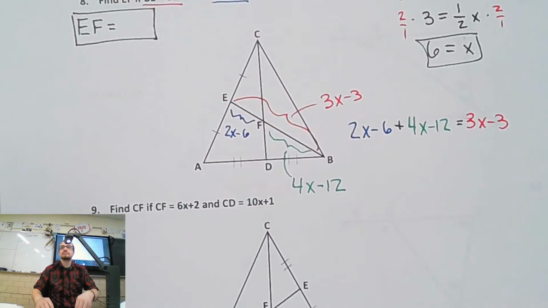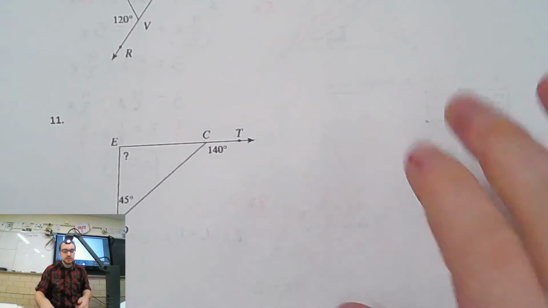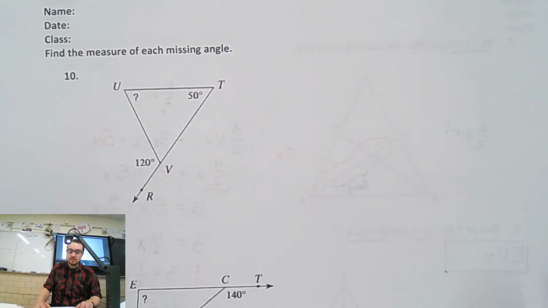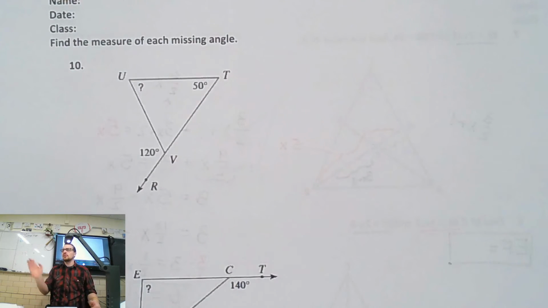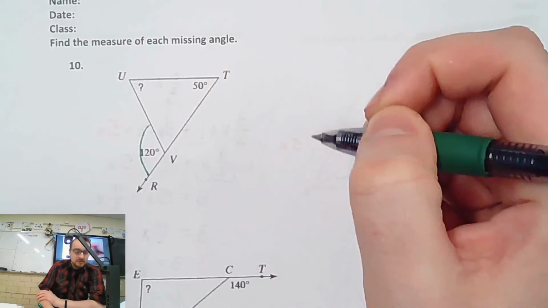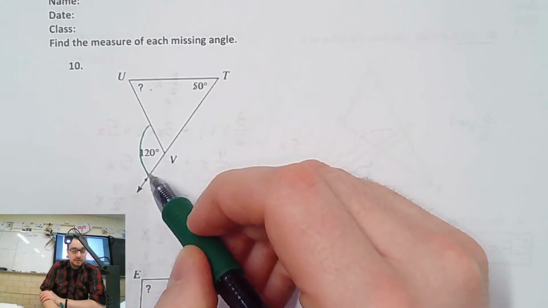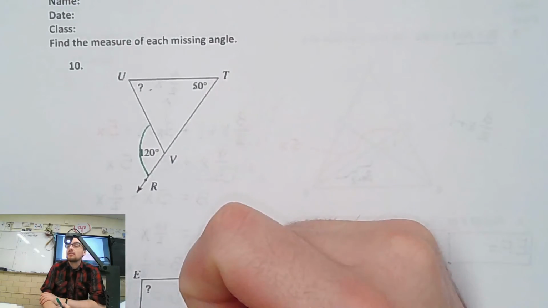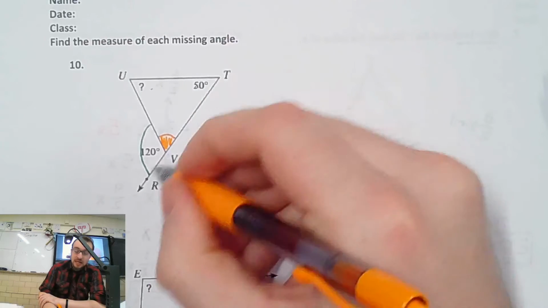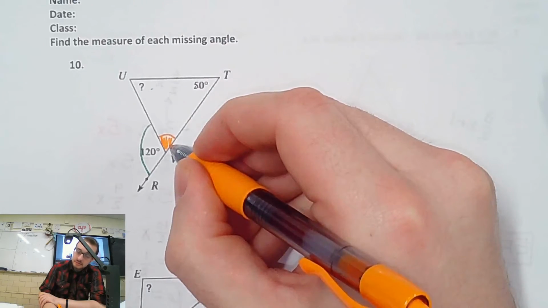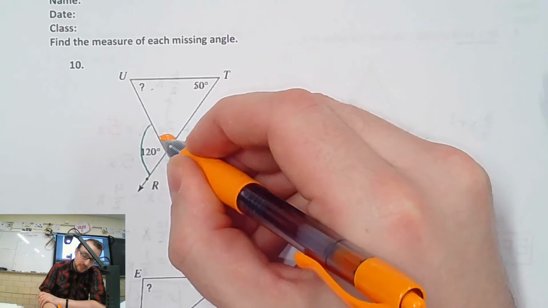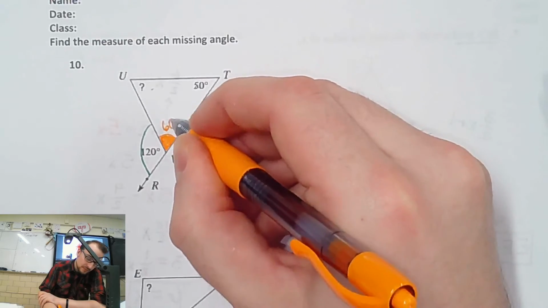Let's move on. Skip 9. Look at 10. Ooh, blast from the past. Find the measure of each angle. Remember some exterior angles, remote interior, right? This angle and these two are related. These two guys add up to 120. Why? Because look, what's left over here? That's 180. So what's left over? 120 and what's the orange? 70. What's 180 minus 120? 60. 70 is the answer.